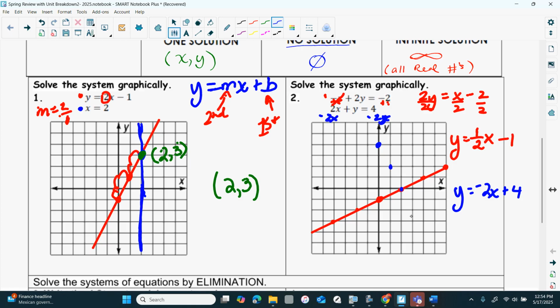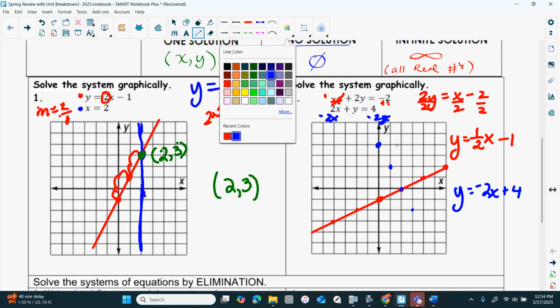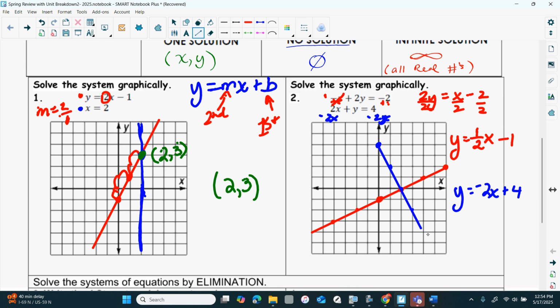So I can see right here, they're going to intersect. So I'm going to draw them using my line tool. Use your straight edge, and we're going to draw a line through these points like such. Remember, our solution is the intersection. So that happens right here, and that happens at the ordered pair (2, 0). So that is our solution.